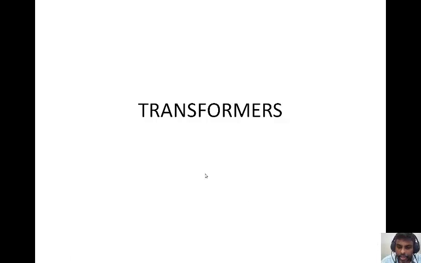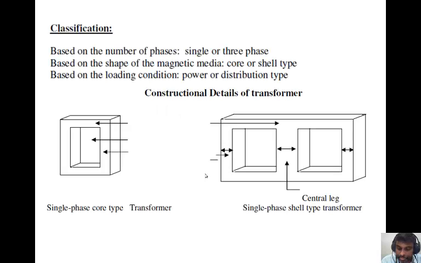So good morning. Welcome to the topic transformers. So today we are going to see how to design different types of transformers, and how to design the transformer tanks, cooling tanks.